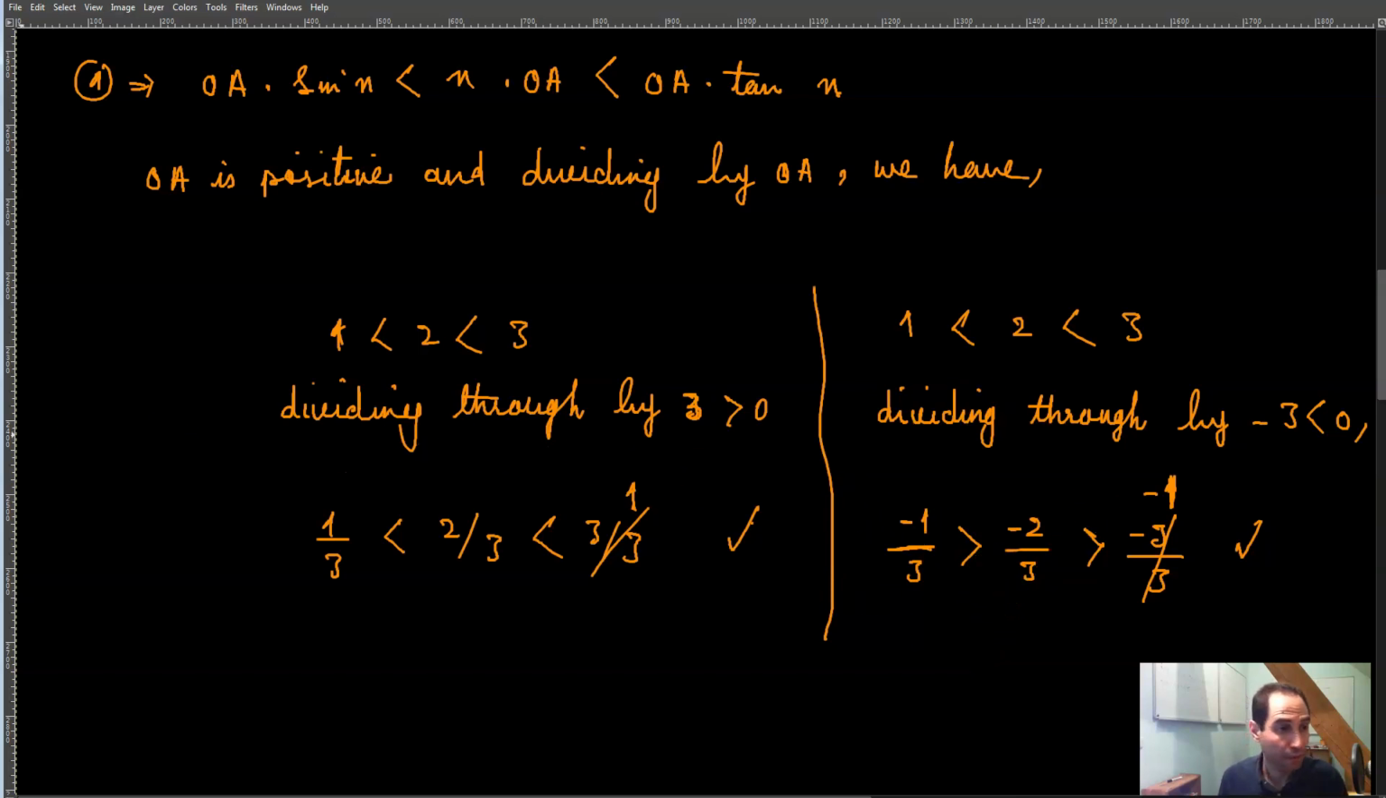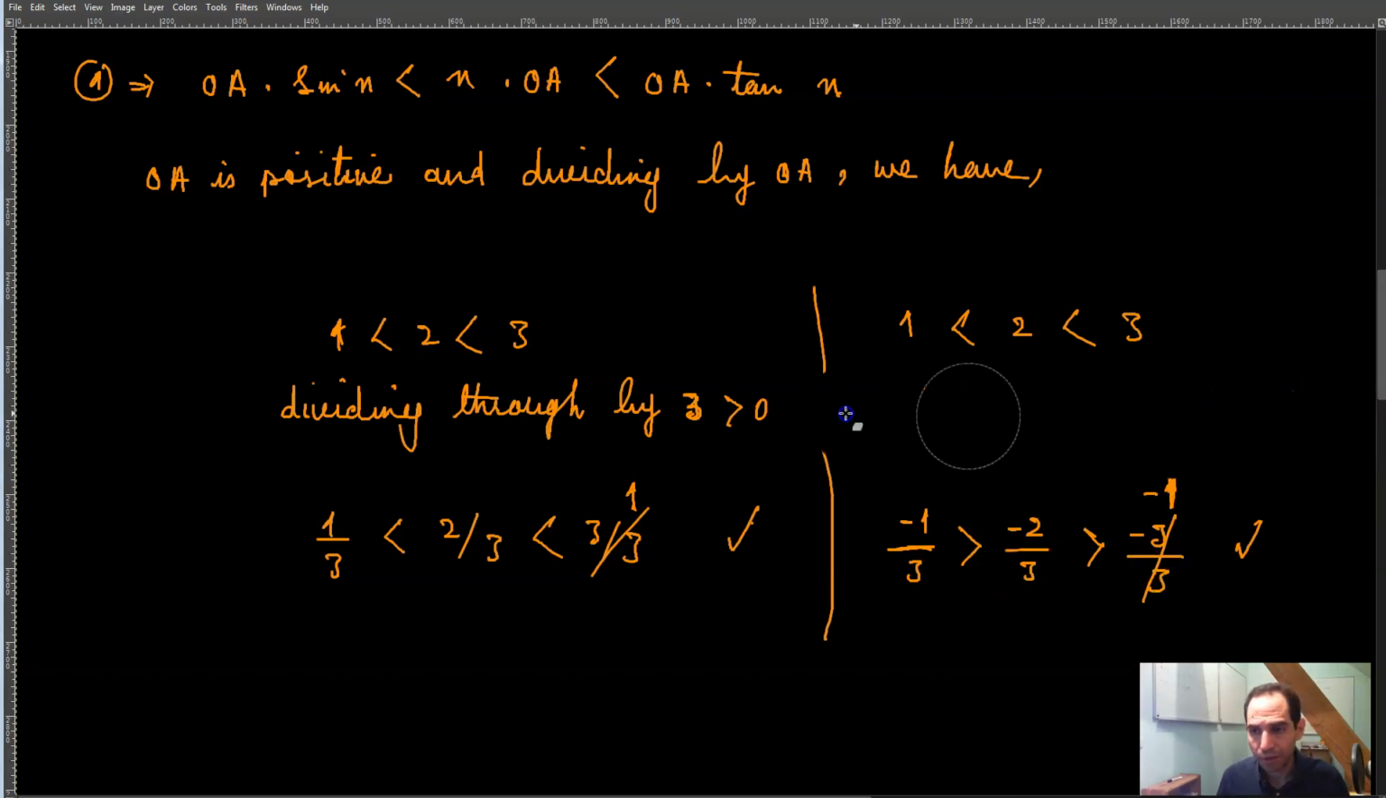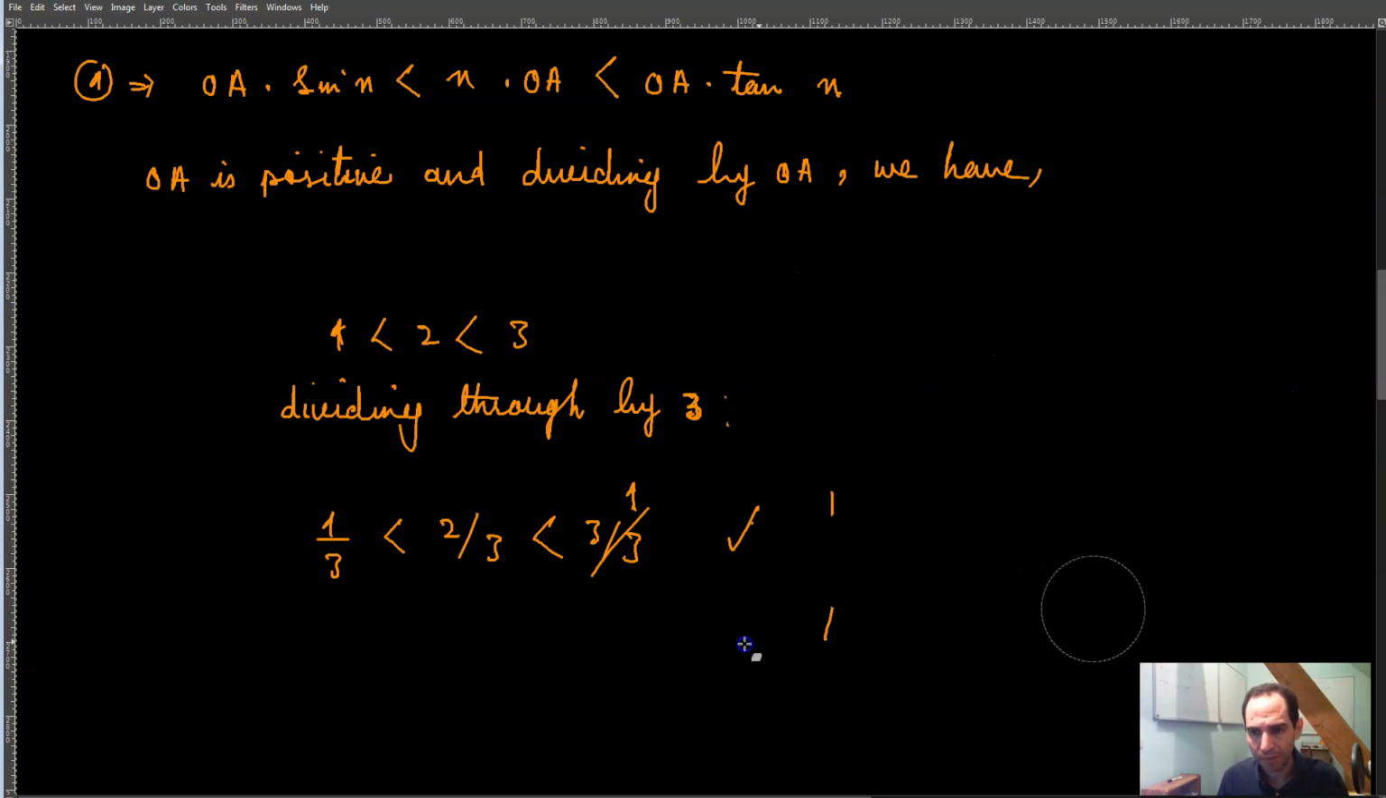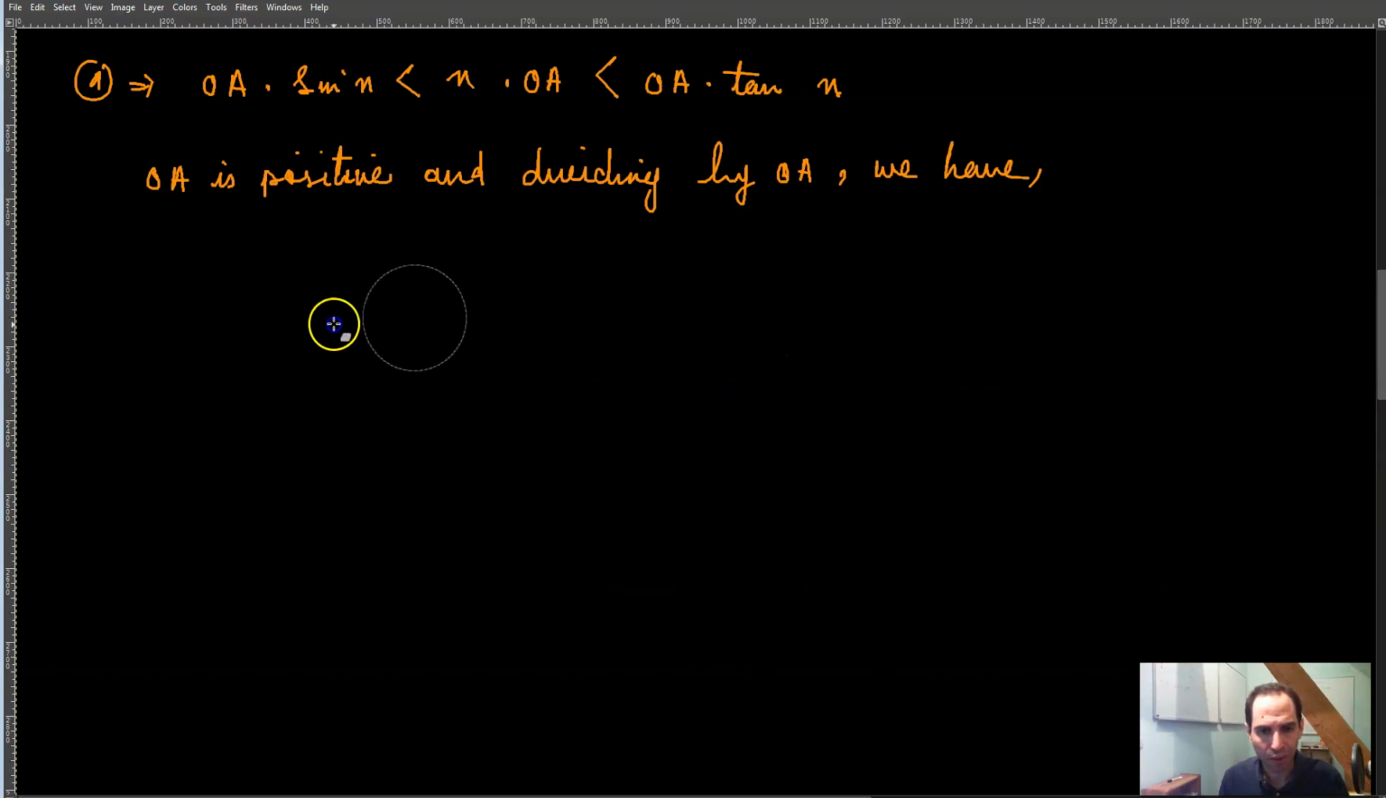So, having that in mind, since we know that OA is positive and we want to divide by OA, the direction of the inequalities does not change, because it's a positive quantity. So you have sine x is less than x is less than tan x.